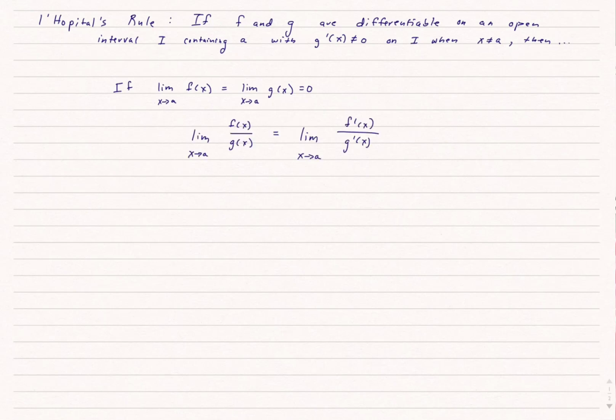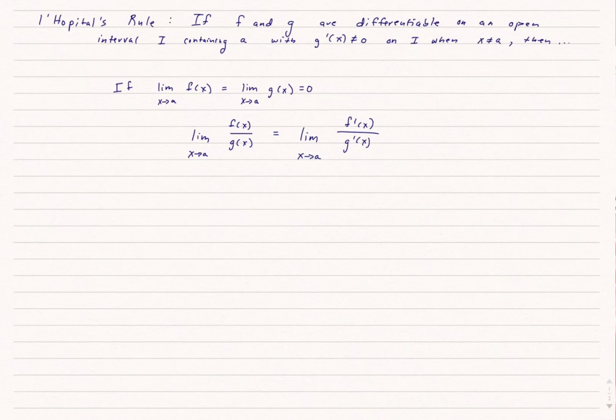L'Hopital's rule states that if I have f and g, and they're both differentiable on an open interval I, and that interval I contains a point a, and g prime of x is not equal to 0 on that whole interval I, as long as x does not equal a, then I can say the following. If both the limit as x approaches a of f of x and the limit of g of x as x approaches a is equal to 0, then I can say the limit as x approaches a of f of x divided by g of x is equal to the limit as x approaches a of the derivatives of f and g, that is f prime of x divided by g prime of x.